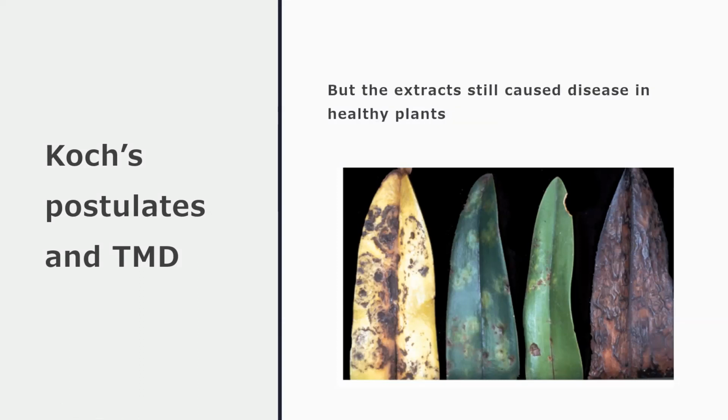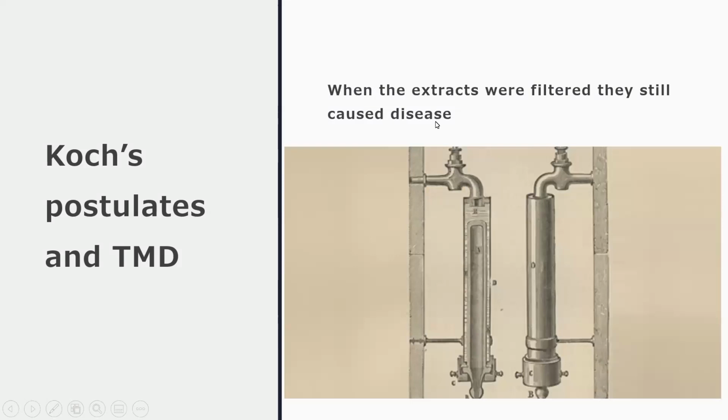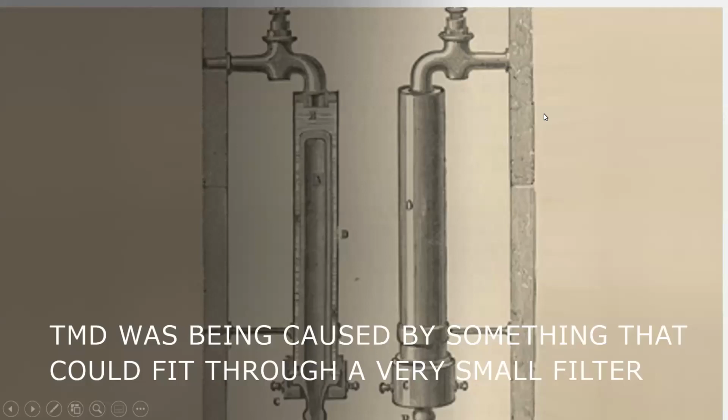However, if he took those extracts and gave them to a healthy plant, those extracts would cause disease. And he put those extracts through a filter that was about 0.1 micron. And even the extracts that went through the filter still caused disease. So 0.1 micron is going to filter out the majority of bacteria. And so at the time, Ivanovsky thought that these were bacteria that were just so small, or bacterial spores that were so small, that they could fit through this filter, but that he couldn't see or grow.